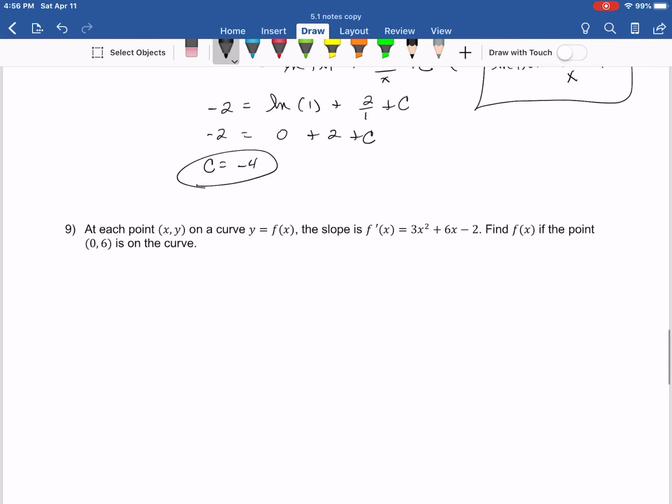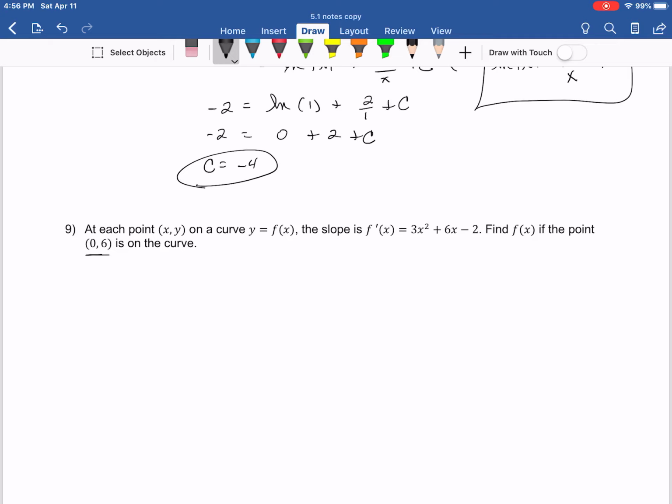All right, question number 9 is very similar to what we've been doing, phrased in a little bit different way. If at each point xy on a curve y equals f of x, the slope is f prime, okay? The slope f prime gives you the instantaneous rate of change of your function f at any value of x. Find f of x, the general function, if the point 0,6 is on that curve. So 0,6 is going to be used at the very end of our process.